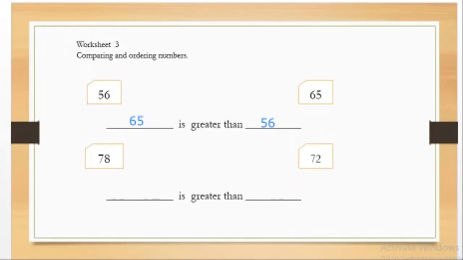Before finding the answer, you are supposed to read the statement carefully. Dash is greater than dash. They are asking which number is greater than the other number. So you are going to write here 78. Yes, 78 is greater than 72. So I am going to write 72 here, and now my statement is perfectly solved. So let's move on to the next slide.